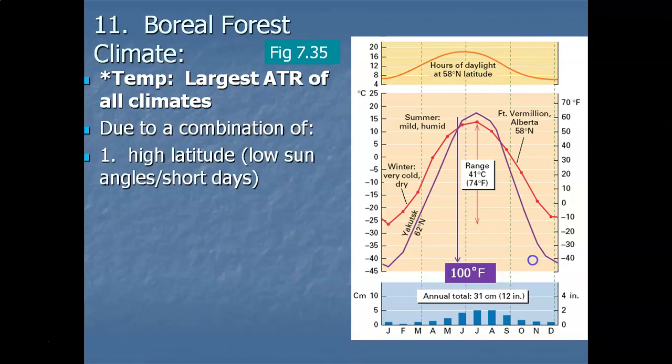The first reason is that we're at a very high latitude location. We've got two weather stations plotted here, one up in Alberta, Canada, and one in Russia. So very high latitude. Particularly in wintertime, sun angles are very, very low, and periods of daylight are quite short. And so winter temperatures are really, really cold. And so you wind up pulling down and stretching out our annual temperature range.